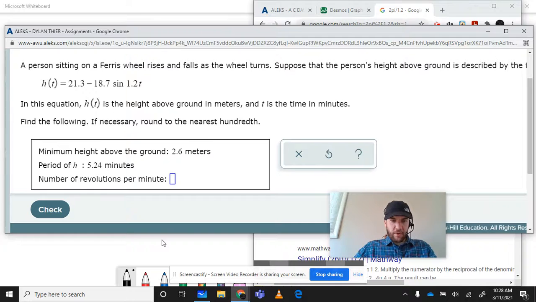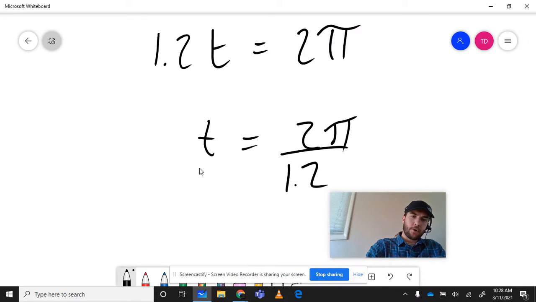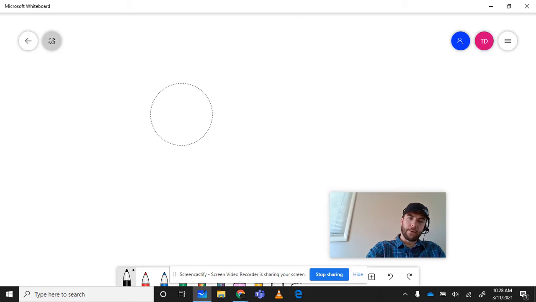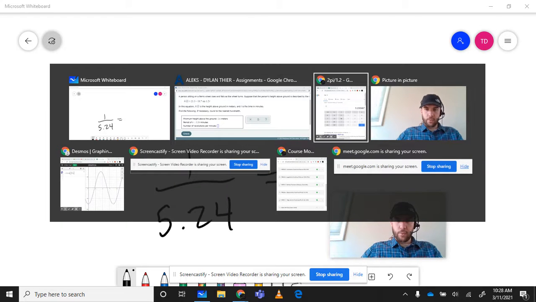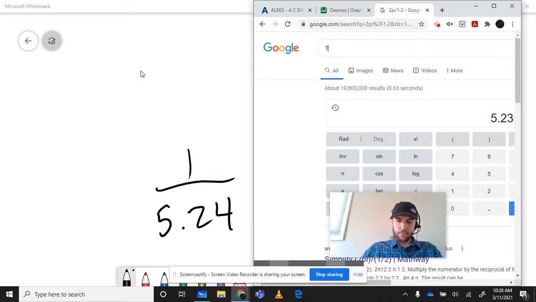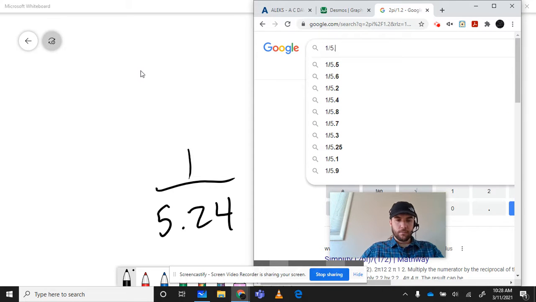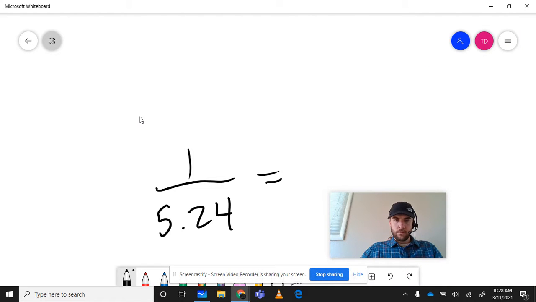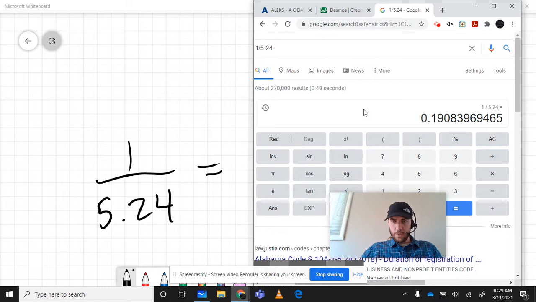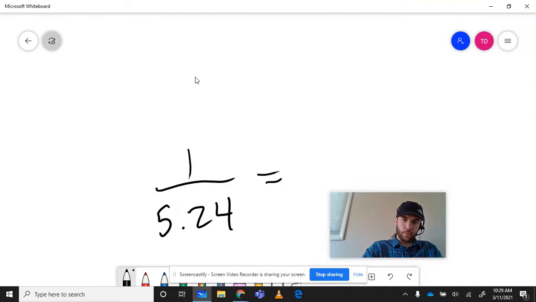Okay, so 5.24, so they're saying number of revolutions per minute. So if it takes you 5.24 minutes, and they want to know how many you do per minute, well, you're going to have less than 1, right? Because it takes you 5 minutes to do 1, so per minute, you shouldn't have a full 1. So we're going to do 1 divided by 5.24. We get 0.19.